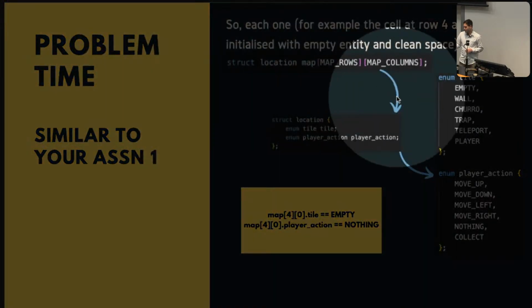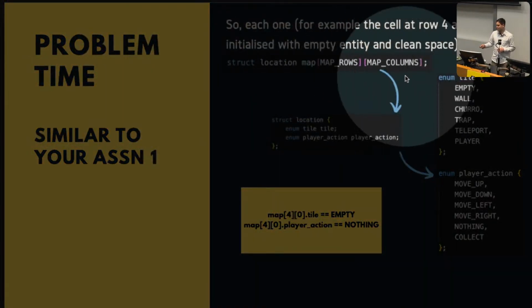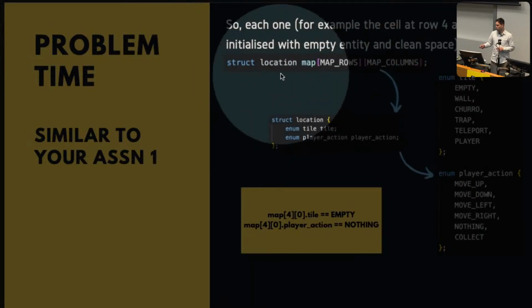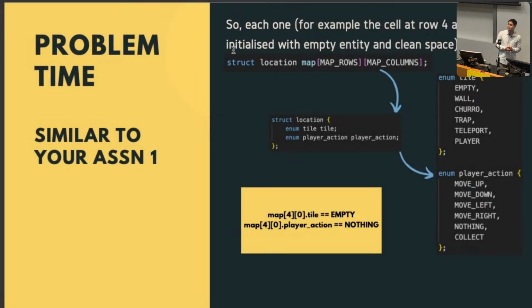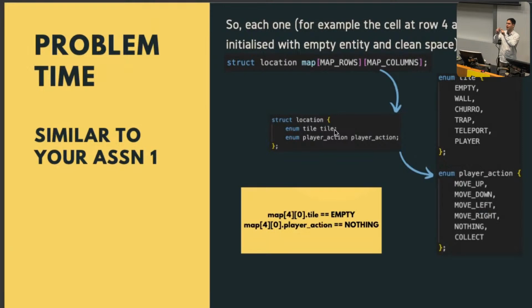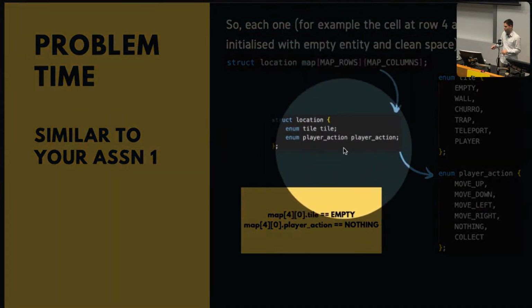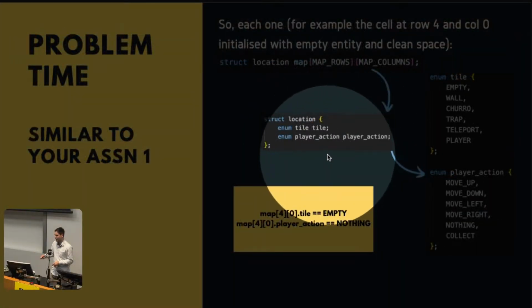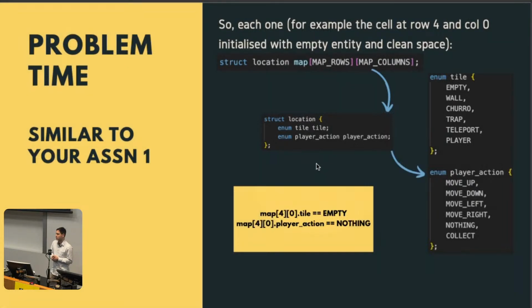Because each element, right, yx, rows, columns, stores what data type? Let's just repeat it. What's the data type at each element? A struct location, that's right. So that means anything in struct location is being stored, or there is enough memory at each element to store 2 enums, tile and the player action. Cool?